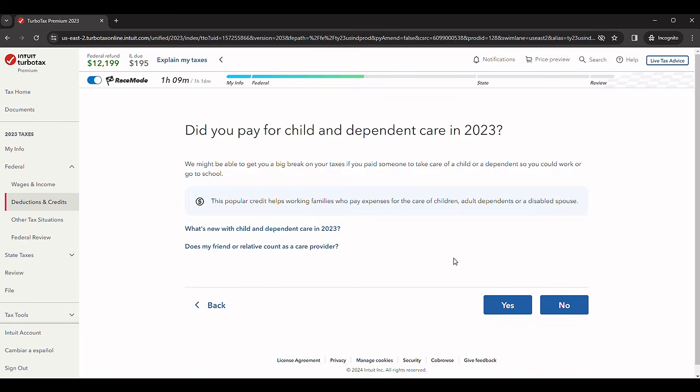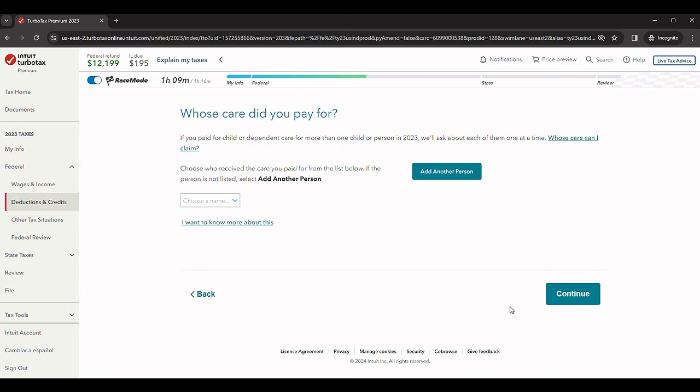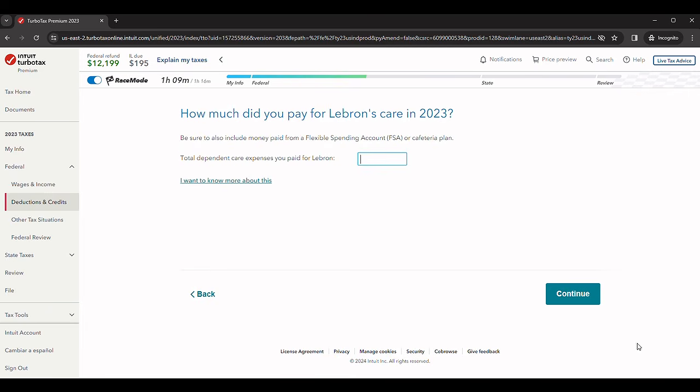Actually, very easy to navigate. Did you pay for dependent care? Yes. And this is for LeBron. I don't know why it's so difficult to read. Whatever. Let's continue. Total dependent care. How much did you pay for child care? Okay. Let's just say LeBron's expensive. Let's just say we paid $12,000.